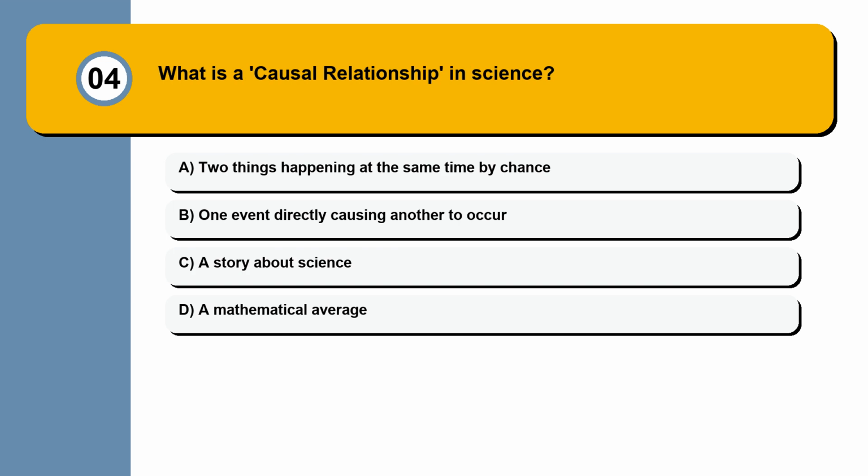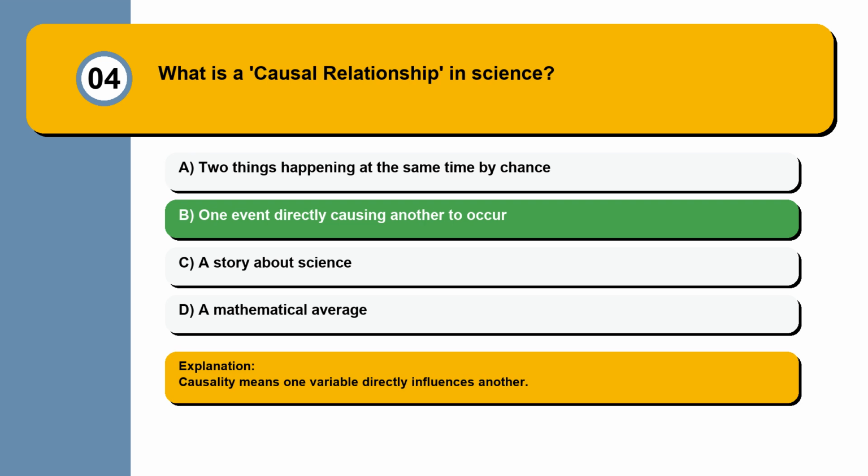Question 4. What is a causal relationship in science? Two things happening at the same time by chance, one event directly causing another to occur, a story about science, a mathematical average. Causality means one variable directly influences another.